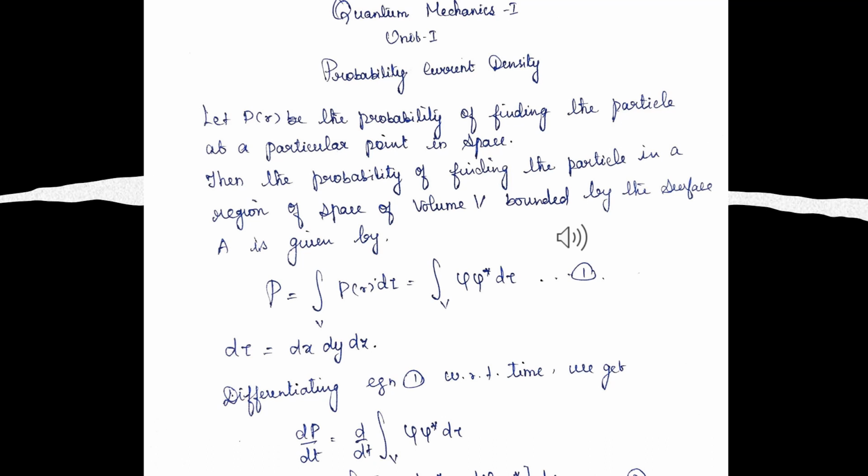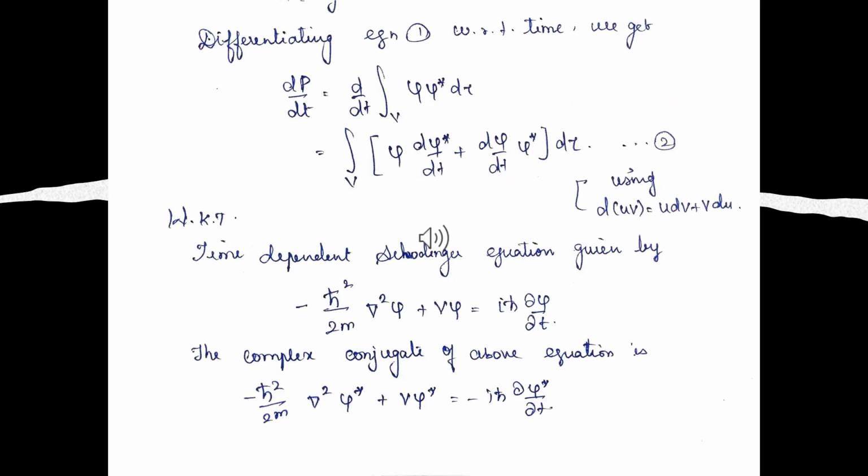To discuss the flow of probability from the above relation, we must know the changes in the probability with time within that surface A. So for that, we have to differentiate that equation with respect to time. Now differentiating P with respect to t, it becomes d by dt of integral over V of psi star psi d tau. When d by dt goes inside the integral, it becomes partial differentiation, that is dou by dou t.